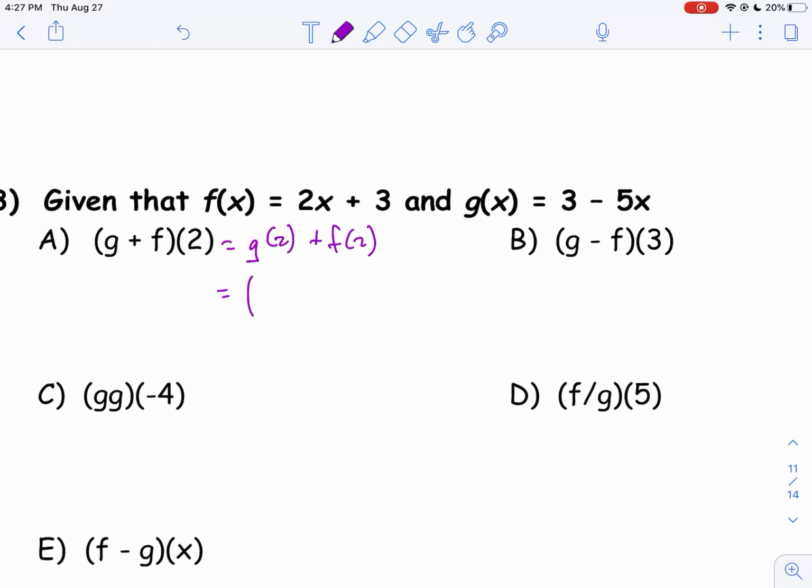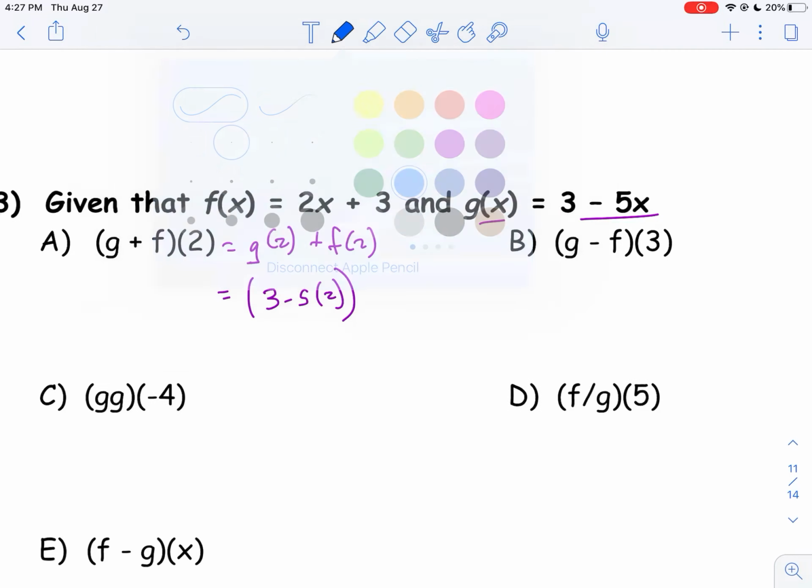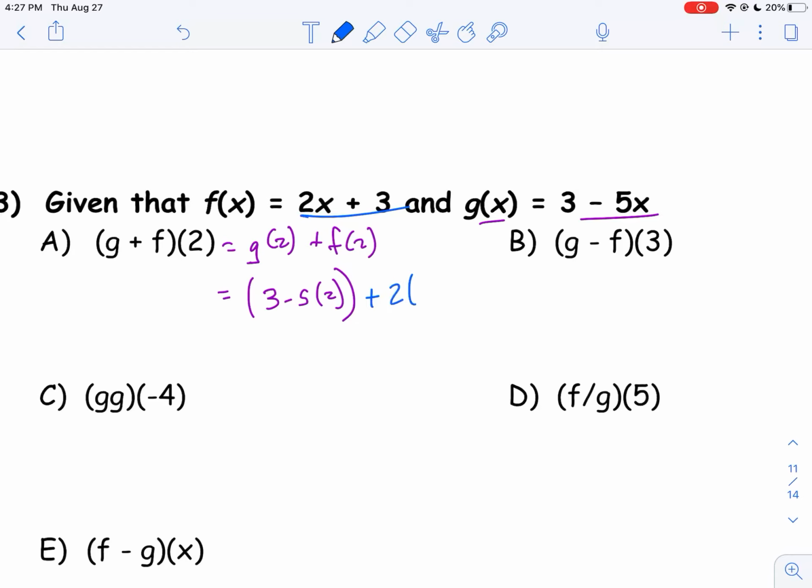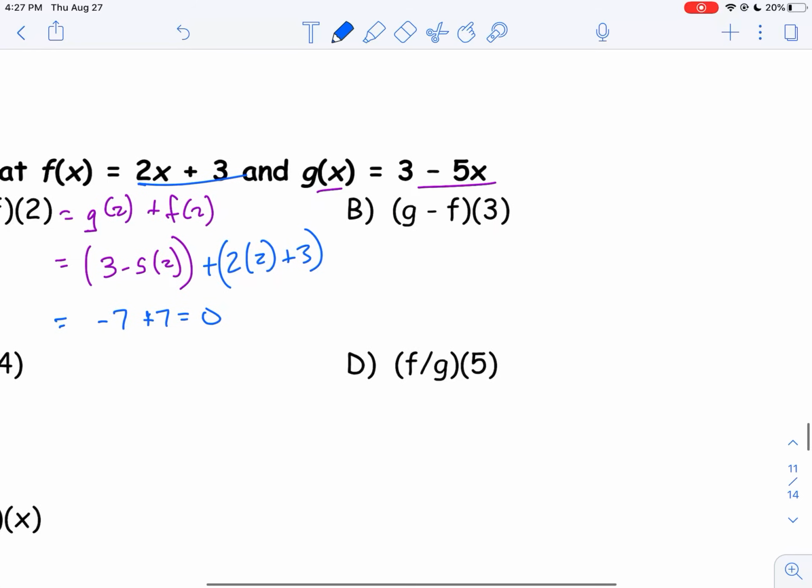So g of 2 is function g, 3 minus 5 times 2, plus f. F is 2 times x. I've got to put 2 in, plus 3. So then I get 3 minus 10 is negative 7. 4 plus 3 is 7. 0. Nice. Cancels out.